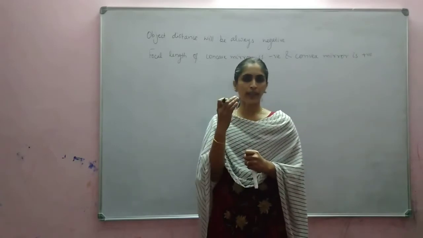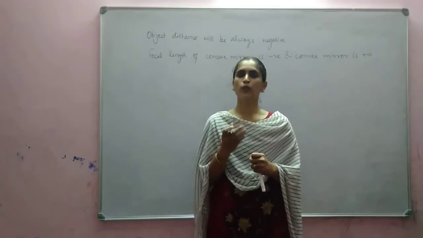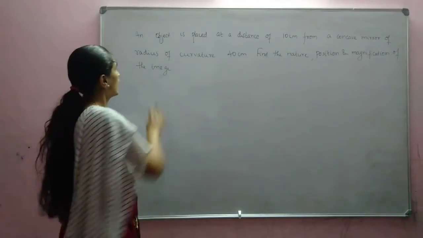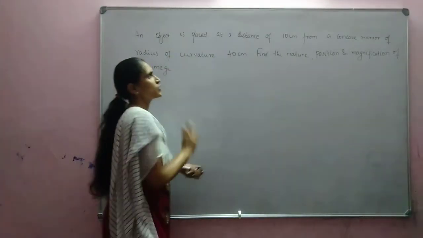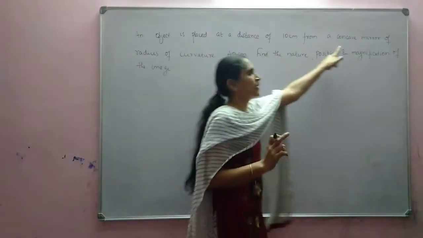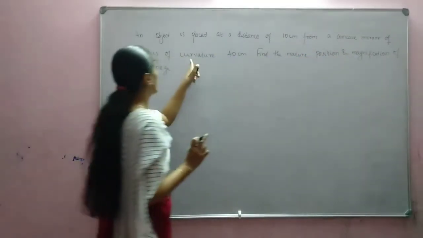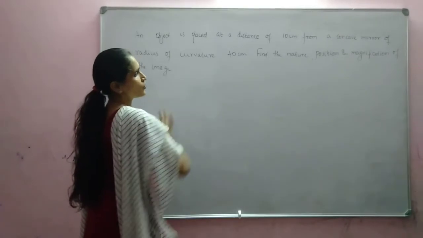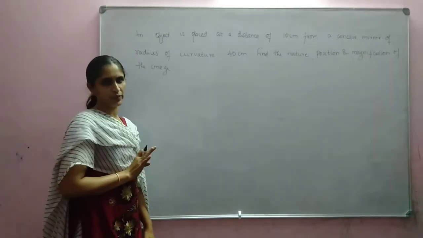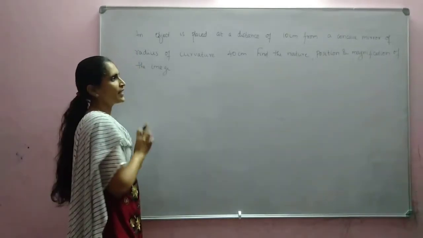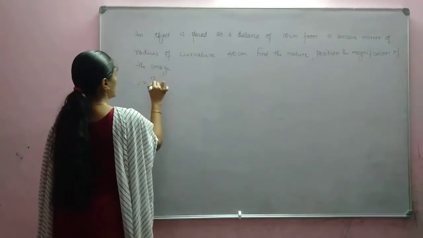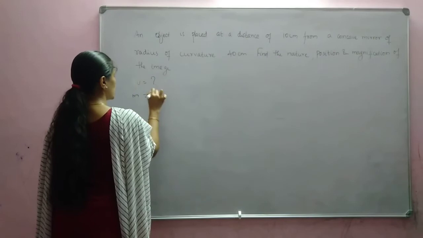Now we will discuss one or two problems based on the mirror formula. An object is placed at a distance of 10 cm from a concave mirror of radius of curvature 40 cm. Find the nature, position and magnification of the image. So we have to find the image distance and the magnification.